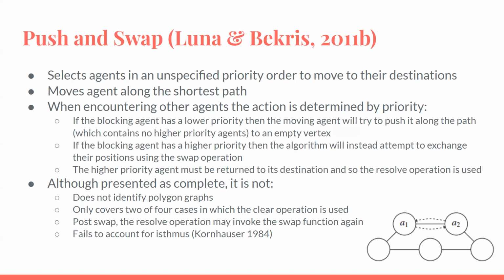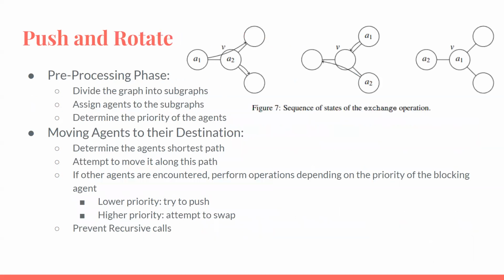That's just how push and rotate works. There are a couple of phases, obviously. We have a couple of phases to our pre-processing, and then we have a lot of different things that happen in our moving agents to their destinations phase. Starting with pre-processing, we're going to divide those subgraphs, assign agents to them, and then based on the subgraph priorities, we'll determine agent priorities.